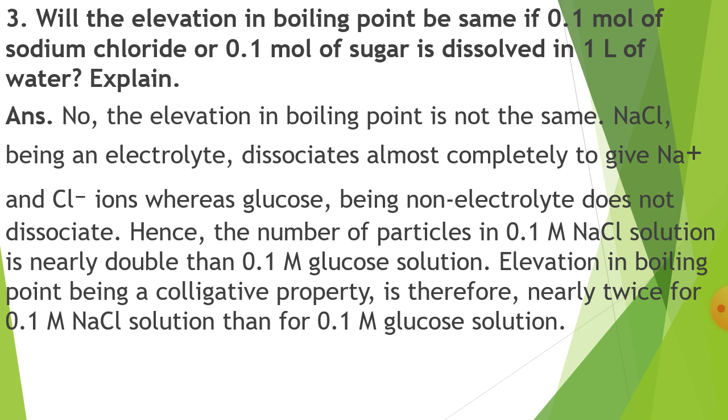Here capital M is used because the solvent is water, that's why volumes are taken, that's why we write molarity. So 0.1 M NaCl solution has nearly double the particles than 0.1 M glucose solution. Therefore, elevation in boiling point being a colligative property is nearly twice for 0.1 capital M NaCl solution than for 0.1 capital M glucose solution. Are you getting this? So you have to focus on the number of particles for colligative properties. Got it?